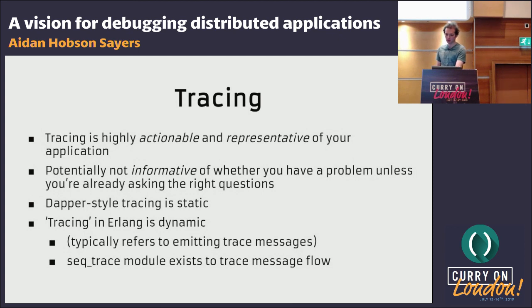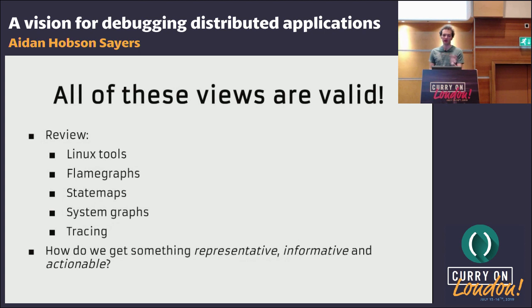Now, all of these views are valid. All of them are useful for different things. I've touched on Linux tools, I've touched on flame graphs, state maps, system graphs or network graphs, and tracing of different kinds. And each of them have their own limitations. So we want something that's representative, that is, matches our intuitions about the system. Informative is tells us if there's actually something going wrong, and actionable tells us what we need to do next. So what's the answer?